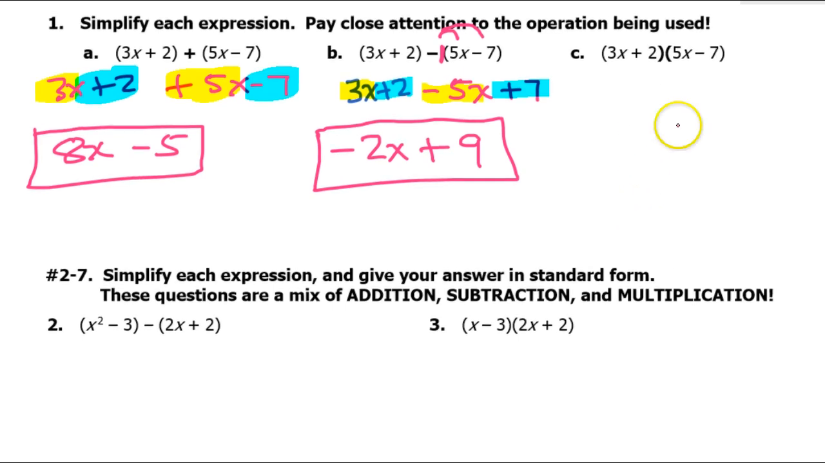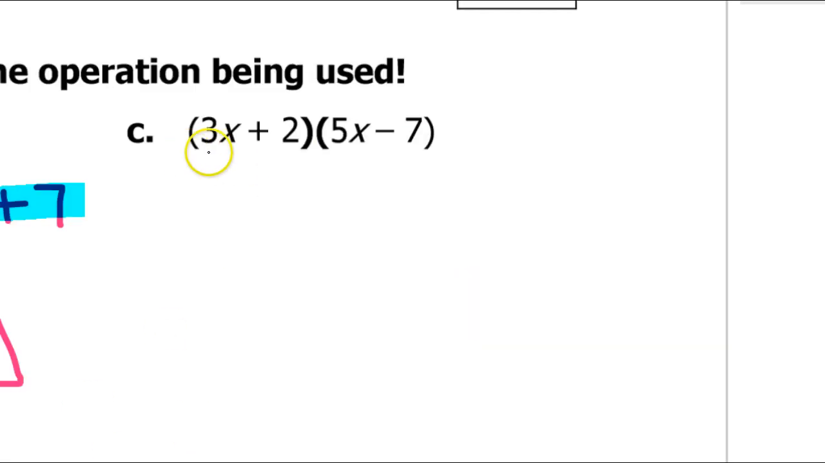Okay, number one, part C, is multiplication. I think I'll zoom in. Some teachers refer to this as the FOIL method, first, outer, inner, last. But I prefer to think of it as doing the distributive property twice. So for my first step, I ignore the 2. I'm distributing the 3x. Basically, just pretend the 2 is not there.